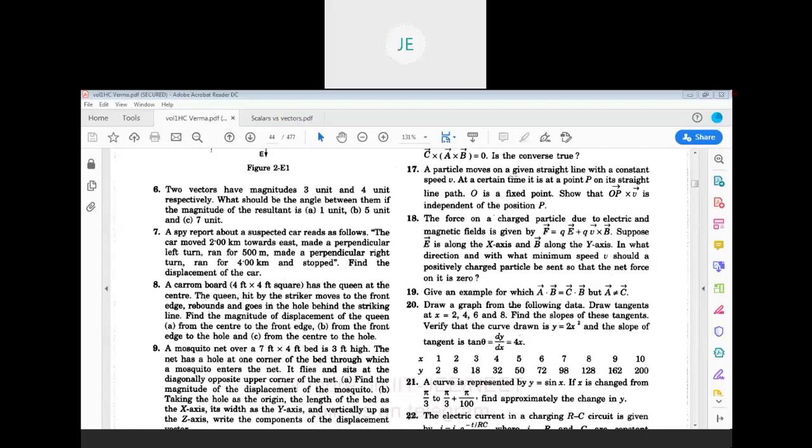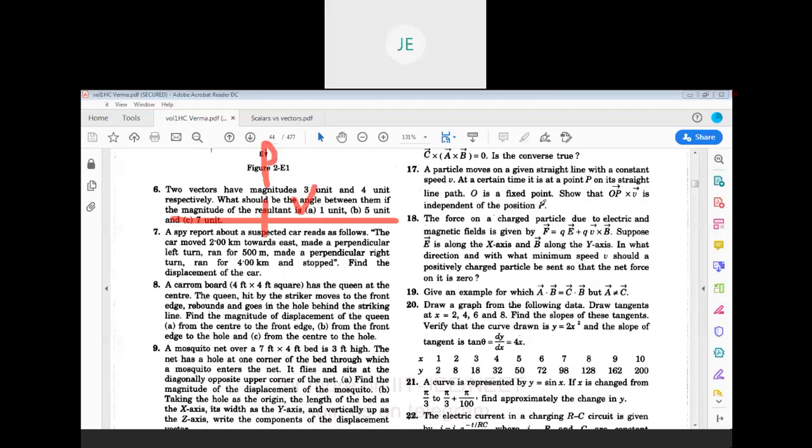17th one, a particle moves on a given straight line with a constant speed v. At a certain time it is at a point P. Let us draw the diagram. A particle moves on a given straight line, so it is moving on a given straight line with a constant speed v. At a certain time, it is at a point P. So let us take this as a point P on its straight line path.